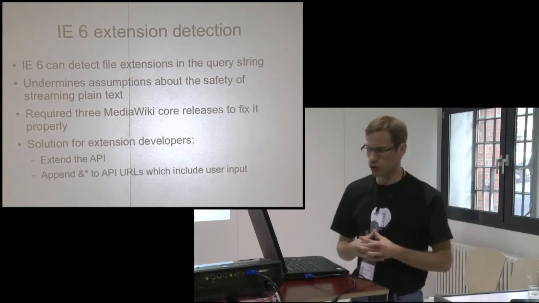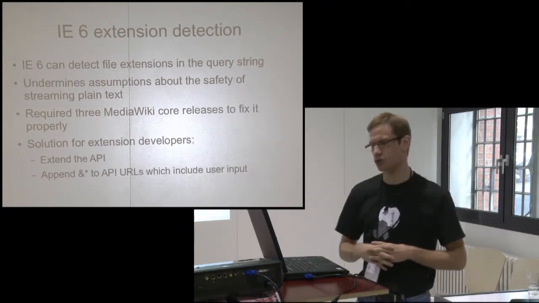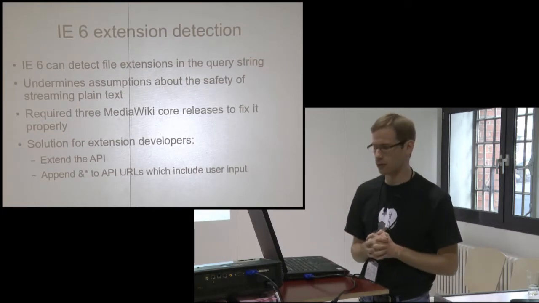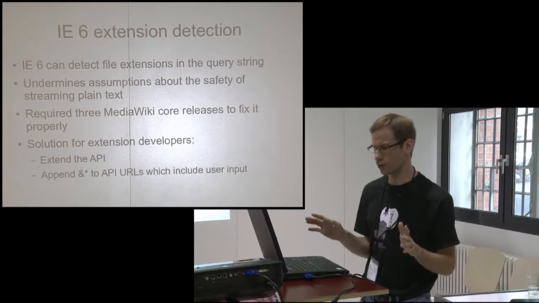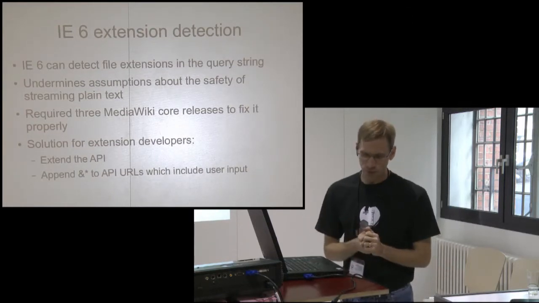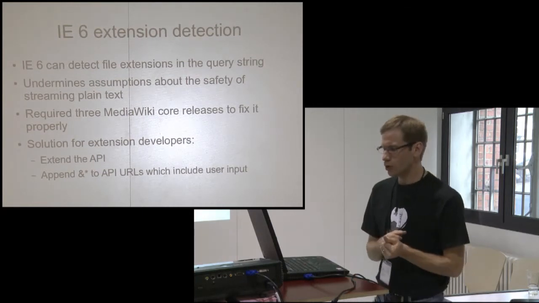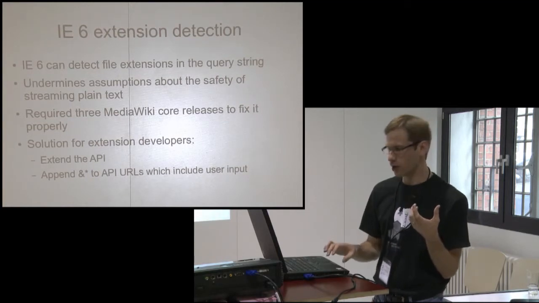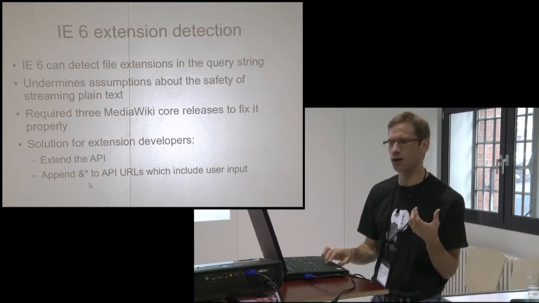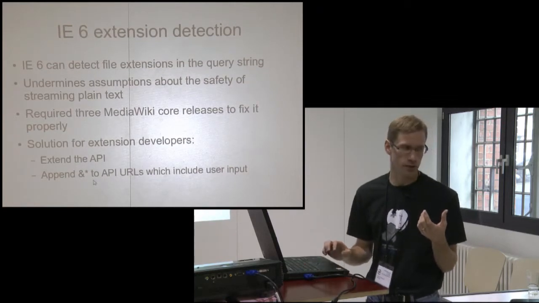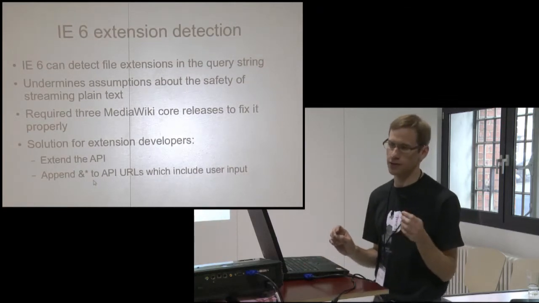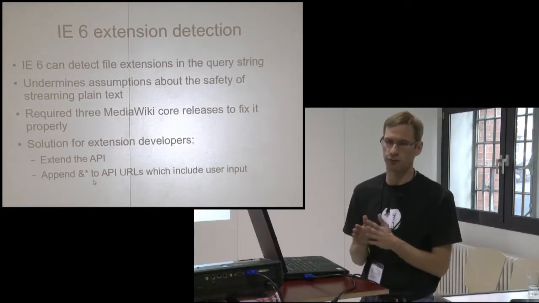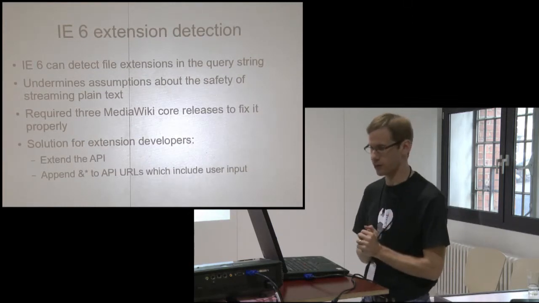So the solution for extension developers now is just to use the API. Like a lot of these vulnerabilities, it has the same recommendation: use the API where we've got protections. If you have to include user input in a URL, an API URL, append ampersand star to the end of the URL. Okay, this prevents our protections against this Internet Explorer mechanism from blocking your request and preventing it from being successful.